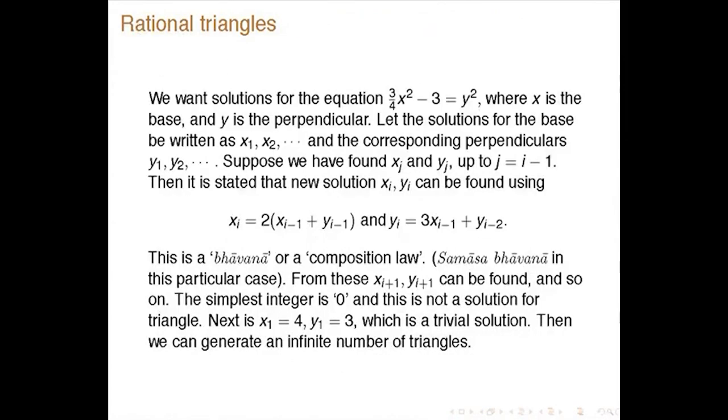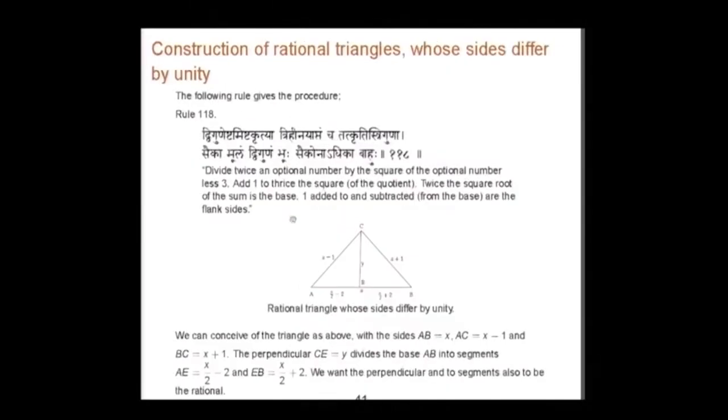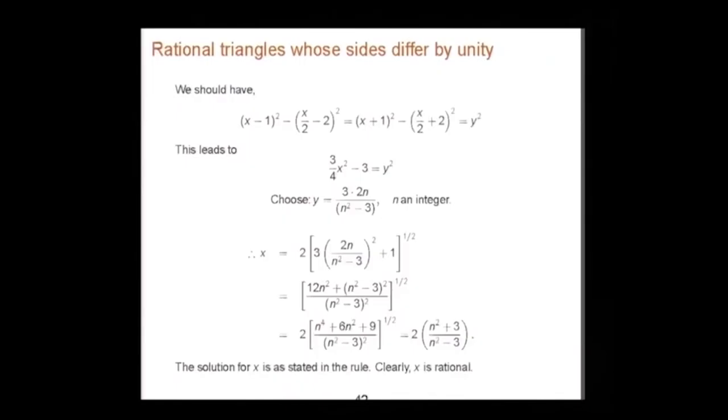I will tell you what he wants to do. See, essentially, you are having this kind of a thing. You see, this is a triangle, right? This is a triangle, and considering the fact that these are right angle triangles, one can easily get this result: 3 by 4 x squared minus 3 is equal to y squared. See, x and y should satisfy this relation, you see, but y is a perpendicular.